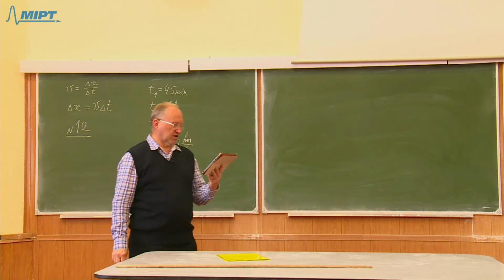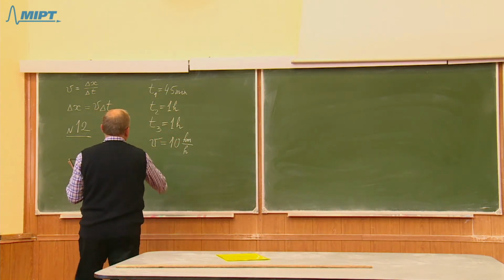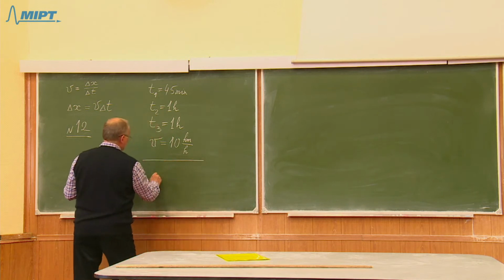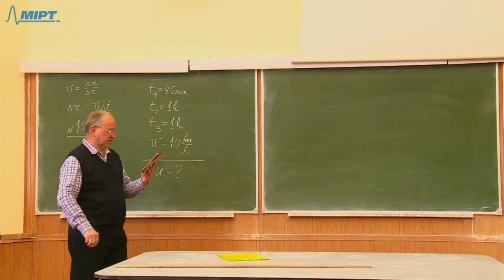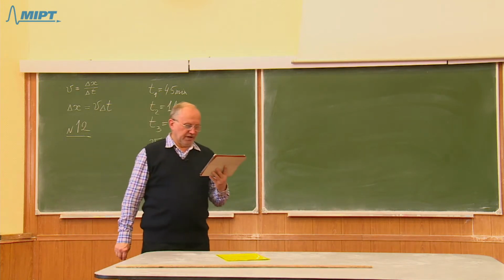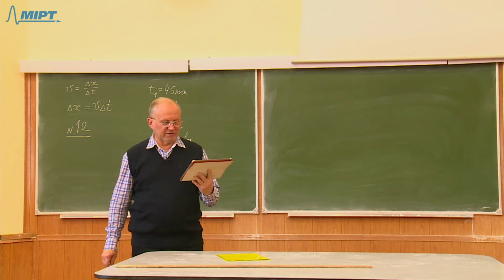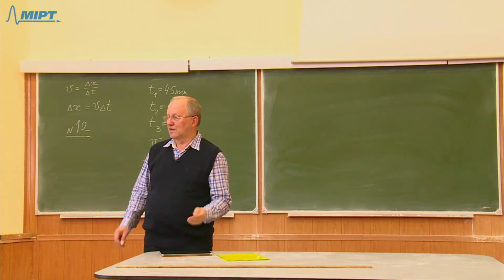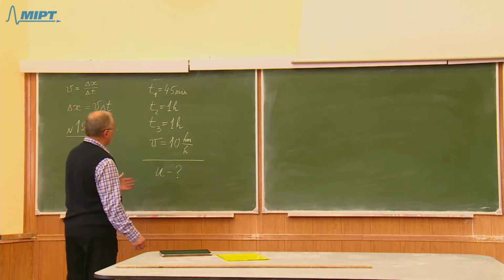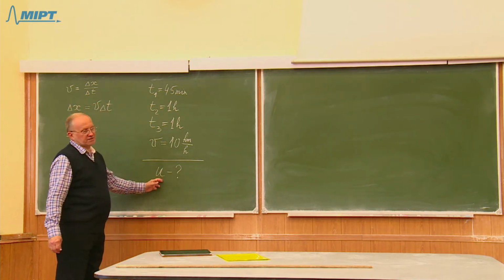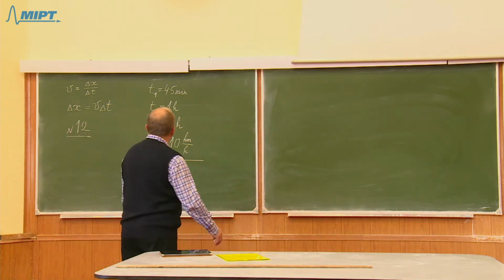Determine the river current velocity. Let's denote the river current velocity by u, and we have to find this quantity. Considering it constant, consider both graphical and analytical methods of solution. So we assume that the river current velocity is constant. It doesn't change along the river.